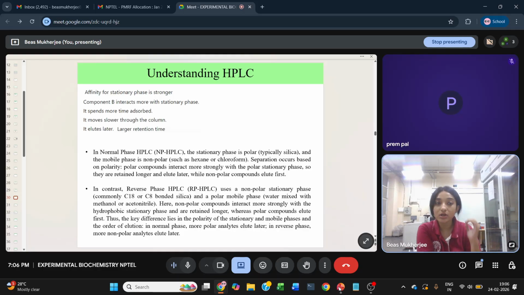So the polar compound elutes first and the non-polar elutes later. The key difference lies in the polarity of the stationary phase and the mobile phase, and the order of elution. So in normal phase, more polar elutes later. In reverse phase, more polar elutes first.